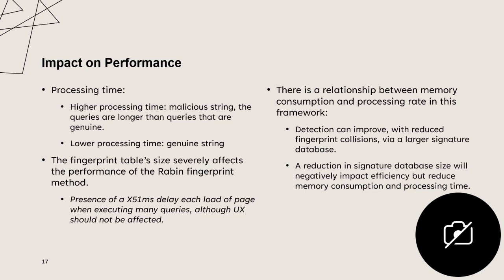Impact on performance. Processing time. Higher processing times means there is a malicious string. The queries are longer than queries that are genuine. Lower processing time means there is a genuine string. The fingerprint table's size severely affects the performance of the Rabin fingerprint method. During the experiment, there was an observation of a delay with each load of the page when executing many queries. However, the user experience was not significantly affected.